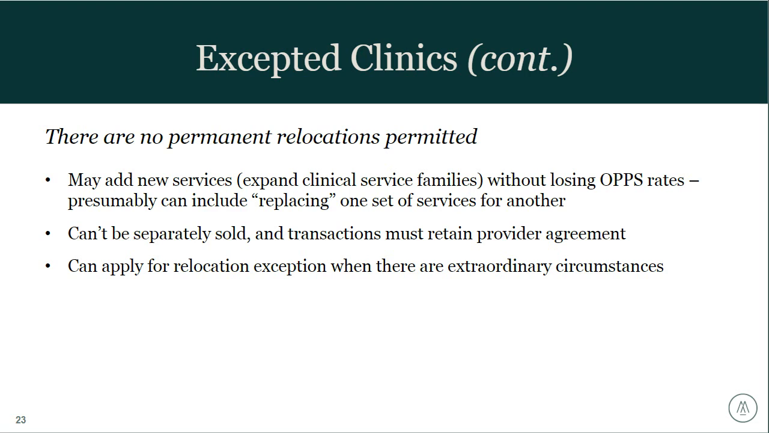To have an extraordinary circumstance, it has to be something beyond the hospital's control, like a natural disaster, a significant seismic building code necessity, or a significant public health or safety issue. It doesn't say if the landlord decides to jack up the rent 3 times. It doesn't say if it's not big enough for patient care needs. Any relocation off the address that's located in the PECOS system blows up your exception. You also can't separately sell an accepted clinic. You can't trade one to another hospital in the system. You have to flip the entire provider agreement for the whole hospital.